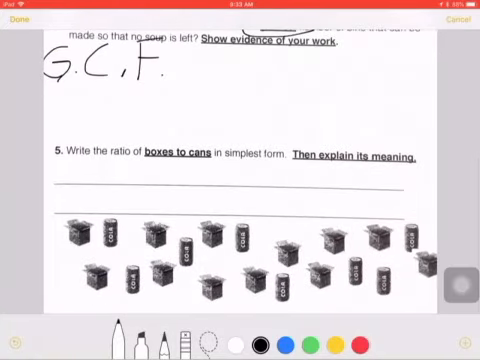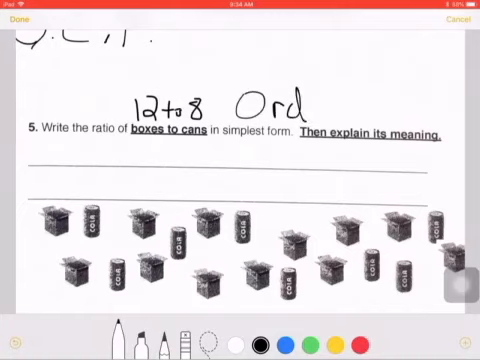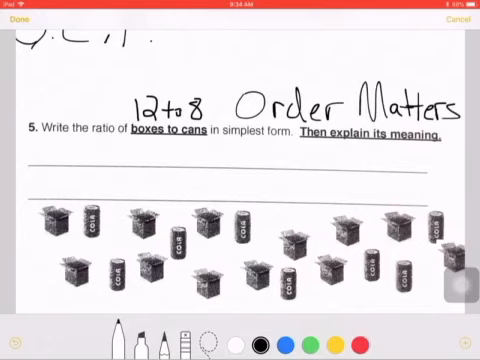Okay, we'll move on here. Question number 5. This one I'm going to go over. It says to write the ratio of boxes to cans in simplest form, then explain the meaning. First thing to do is count boxes and cans. You should count 12 boxes to 8 cans. When we write a ratio, it's really important, the order does matter. You need to write the boxes first, because that comes first here, then the cans.